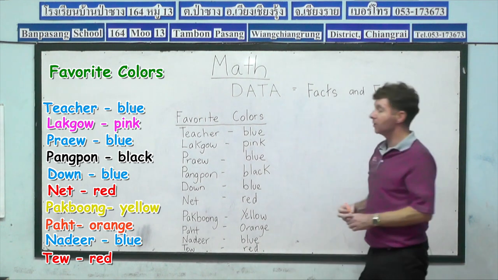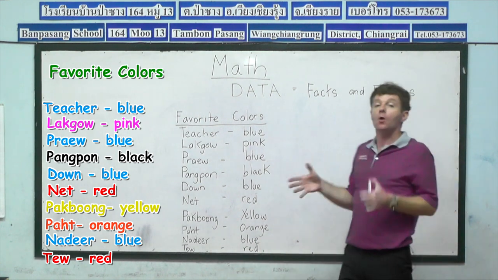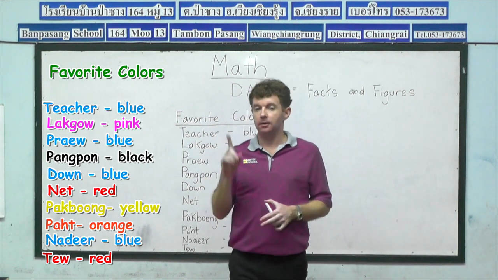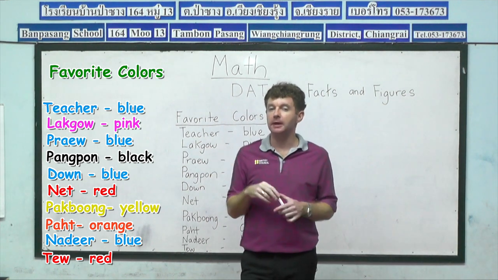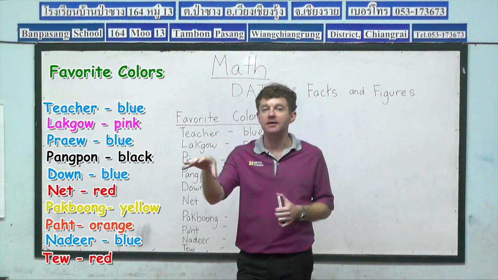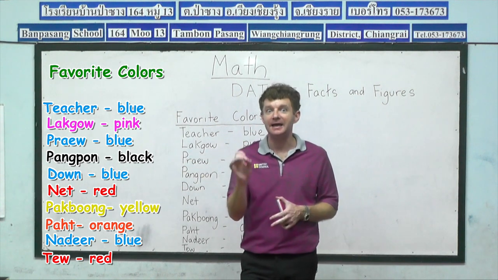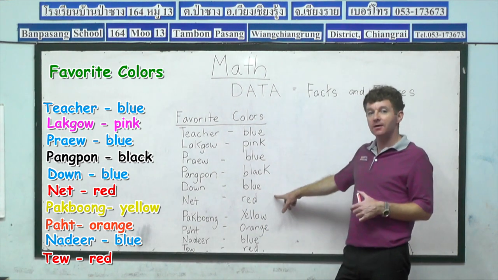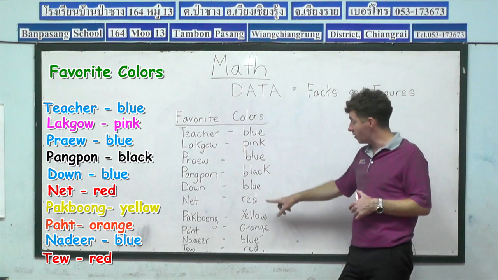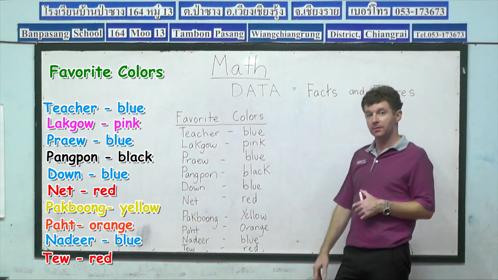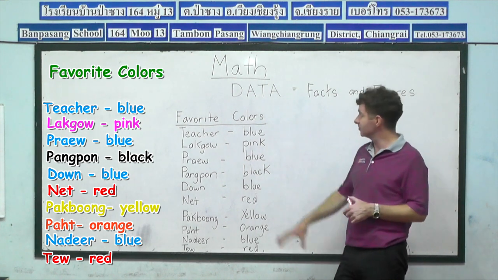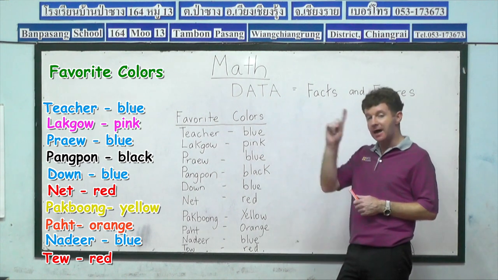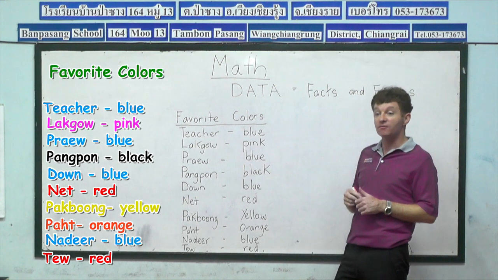R-E-D, red. So there you go. What we've done is we've done a class survey. Now the word survey is something you'll hear quite a bit because surveys are things we use to collect data. And what we've done here, we've collected the data of the favorite colors of everybody in this room. And what we'll do in future lessons, we'll learn how to analyze and tally the data. But for now, we're only concentrating on the first stage.